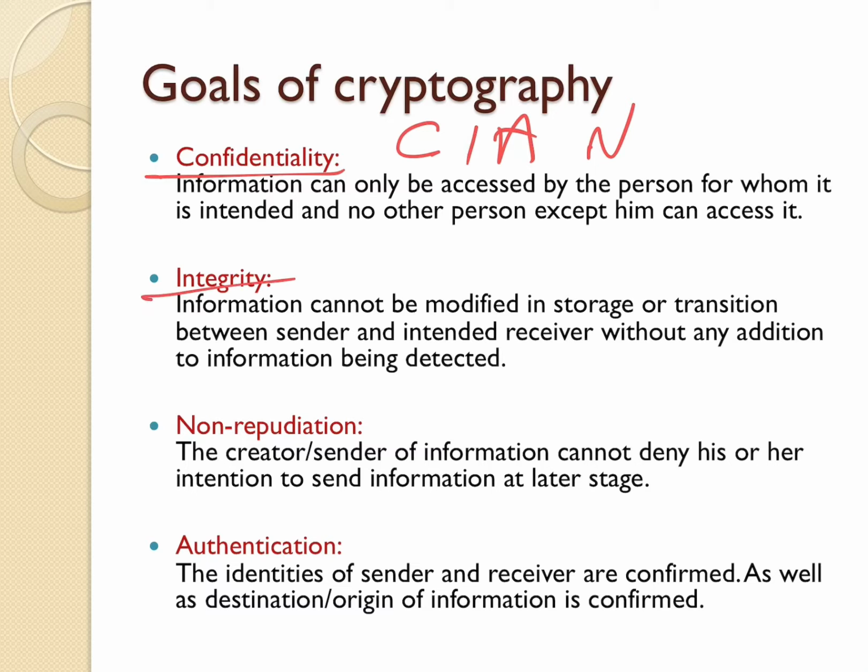Then integrity means the data has not been altered while in transit. Transit means transmitting from one place to another, or if it is stored in a database, the data is at rest. So the data has not been modified or altered. Using the hash function and digital signature, we ensure data integrity. We will see that later.